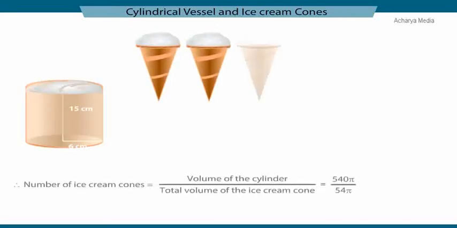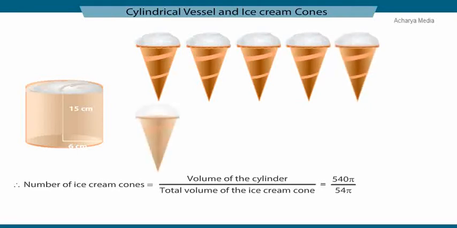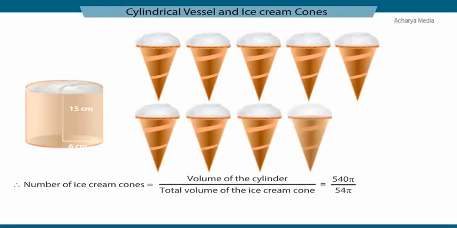Therefore, the number of ice cream cones is equal to volume of the cylinder divided by the total volume of the ice cream cone, which is equal to 540 pi divided by 54 pi. On simplification, we get 10.